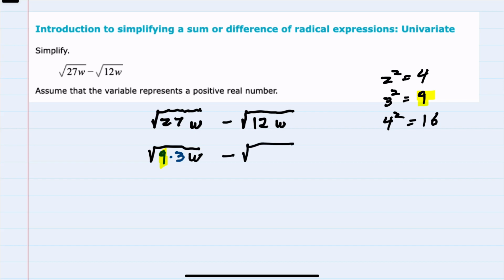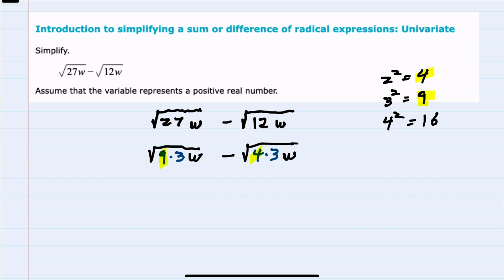And then for the second radical, 12 can be written as 4 times 3. And again, we want to do this because 4 is a perfect square. We can take that out from under the radical, and we still have the w.